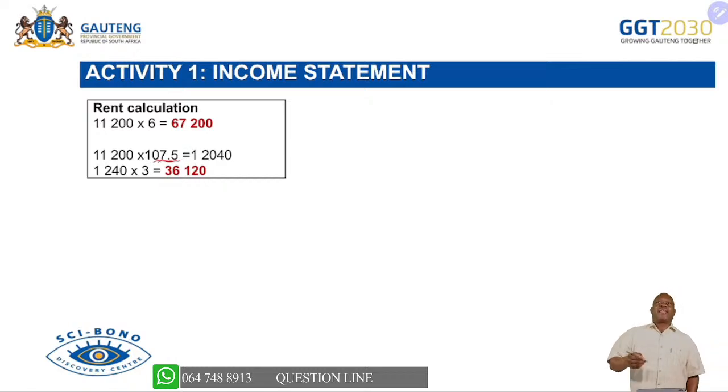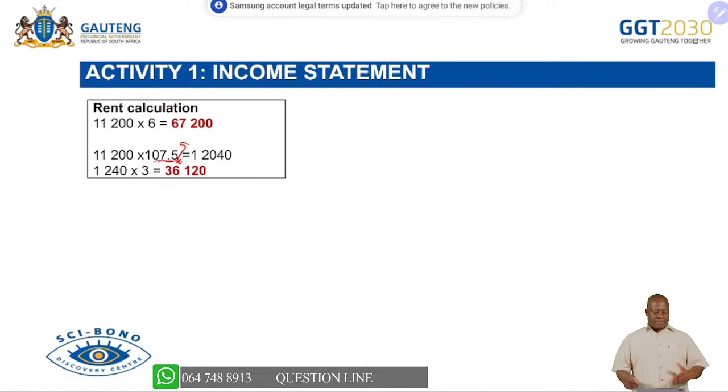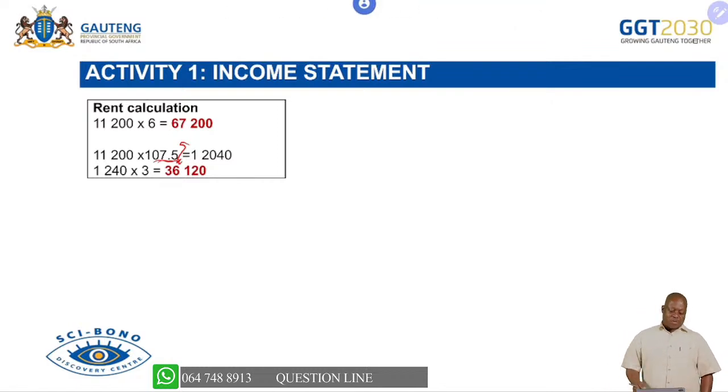Remember, how do we increase something? We are going to say times 107.5%, 107.5 over 100. Because it is going to increase by 7.5. So any figure always increases from 100, because 100 is the total. If we increase it by 5%, it becomes 105. So when we increase it by 7.5, it becomes 107.5.